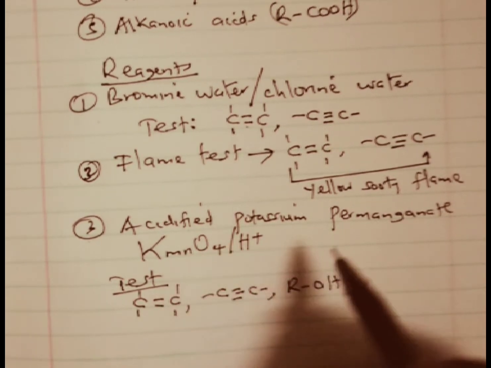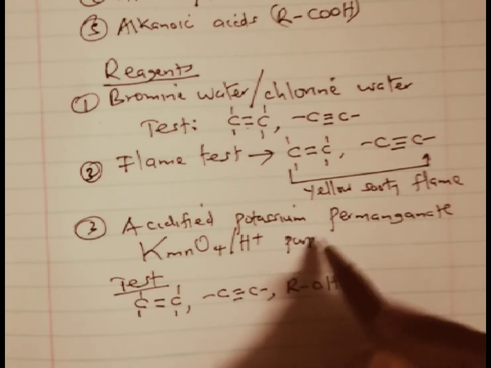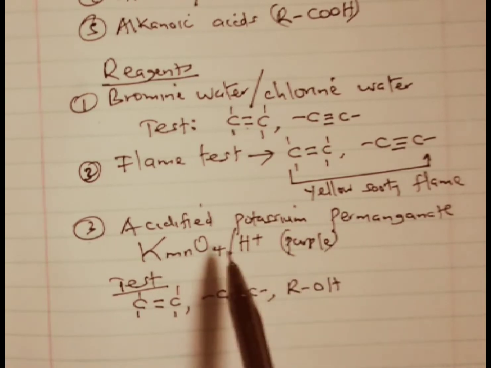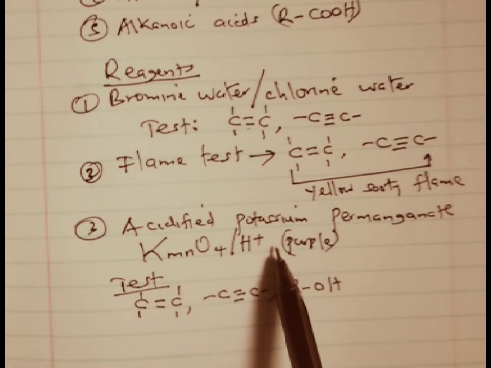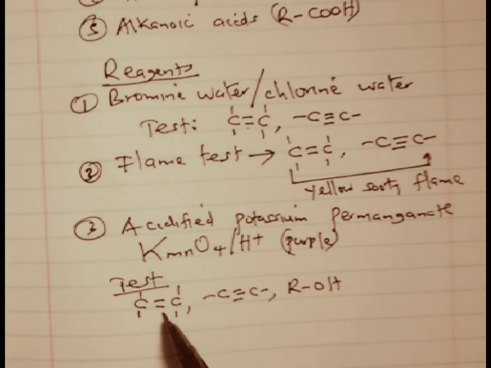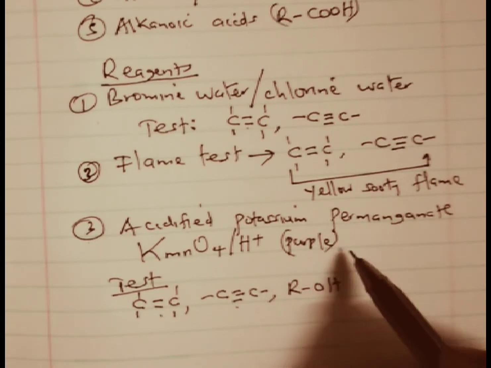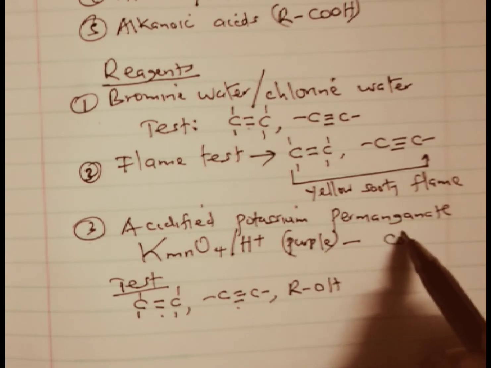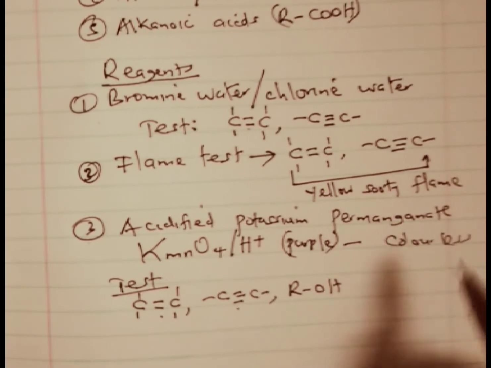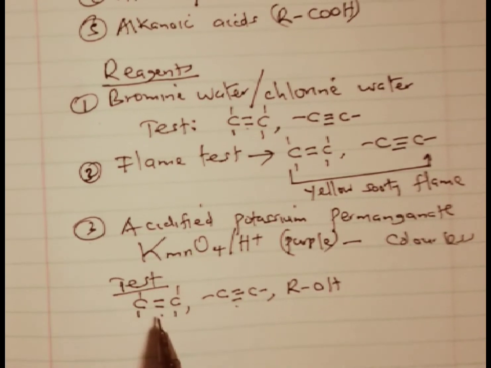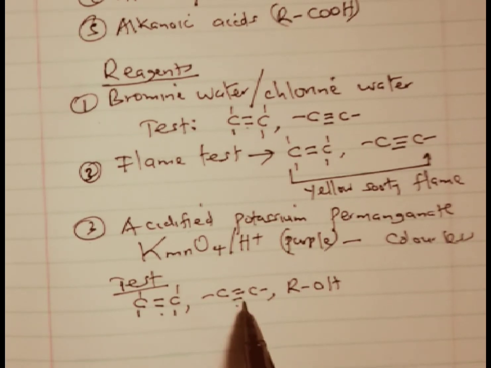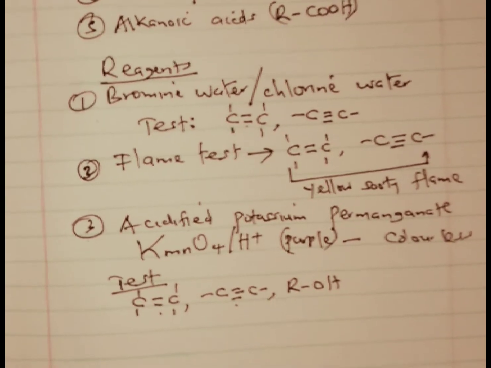Acidified potassium permanganate is usually purple. And if you add this reagent to a solution that contains either an alkene, an alkyne, or an alkanol, this purple color will always turn colorless, confirming that it is either an alkene, an alkyne, or an alkanol.